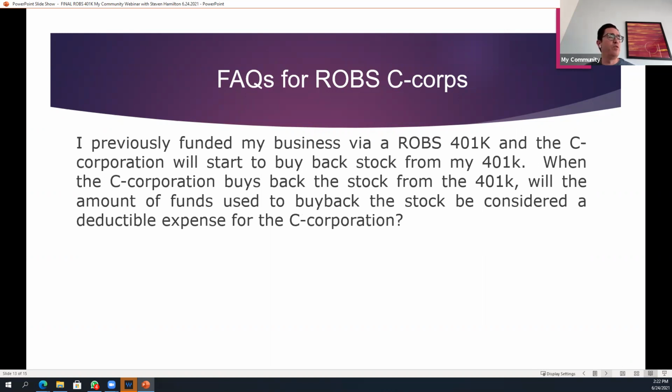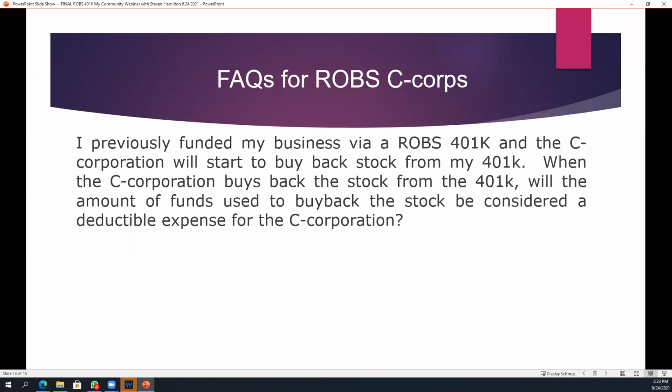Thank you. I previously funded my business via a ROBS 401k, and the C Corporation will start to buy back the stock from my 401k. When the C Corporation buys back the stock from the 401k, will the amount of funds used to buy back the stock be considered a deductible expense for the C Corporation?